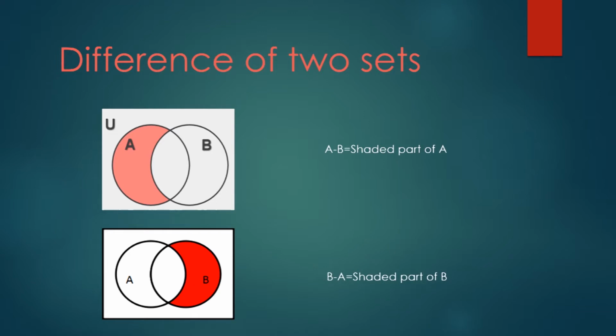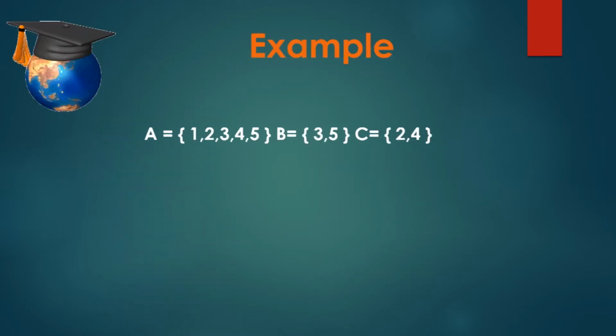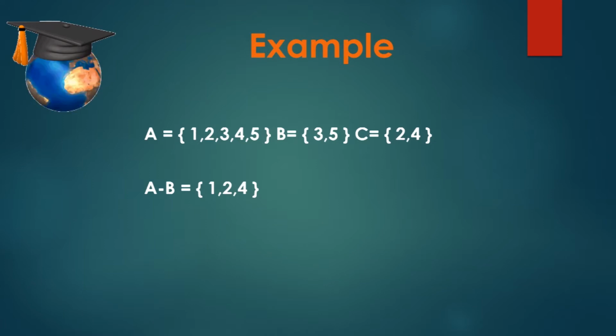For example, if A is 1, 2, 3, 4 and 5, B is 3 and 5 and C is 2 and 4, then A minus B is 1, 2 and 4 and B minus C has no elements, so a null set. We can also say that B and C are disjoint sets.